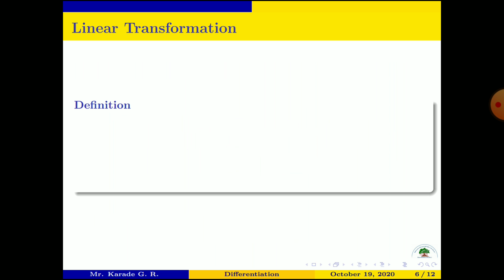Now we learn about the linear transformation, which is very important when we study the total derivative of the scalar valued function. Okay, so first of all we define what is meant by linear transformation. So we write the definition.